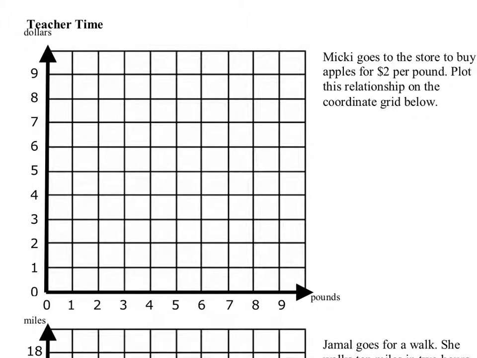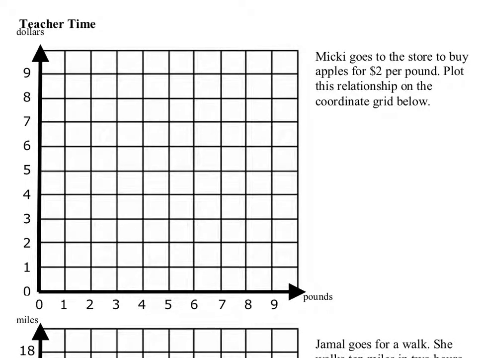It says Mickey goes to the store to buy apples for $2 per pound. Plot this relationship on the grid below. So, first and foremost, what is the rate that is inside the problem? What is the given rate in this problem? $2 per pound. So let's go ahead and write that out. That's our rate. $2 for 1 pound.